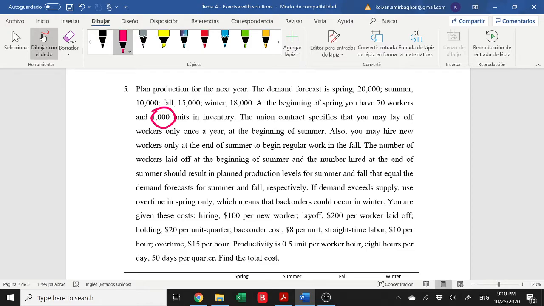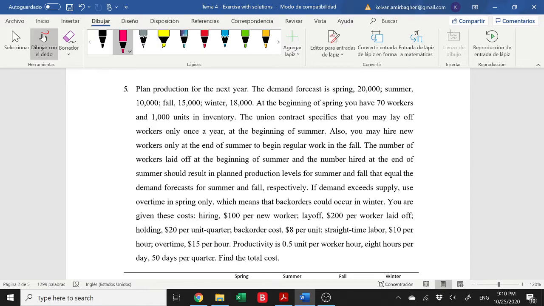So how many units we need to produce? 19,000 instead of 20,000, okay? And another piece of information, as you see, is saying that at the beginning of spring, you have 70 workers, okay? So let's review the next lines. If the problem says anything else about this number of workers, or are we allowed to have more workers, it means hiring more workers or not.